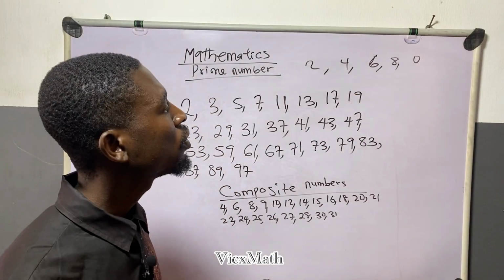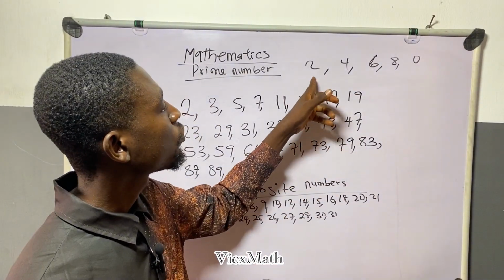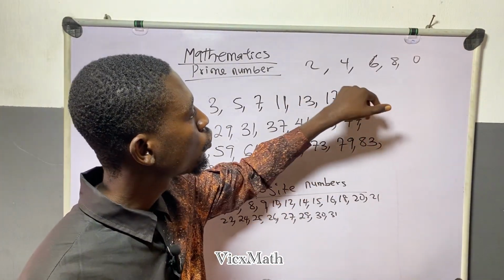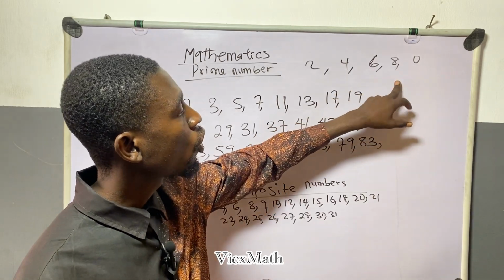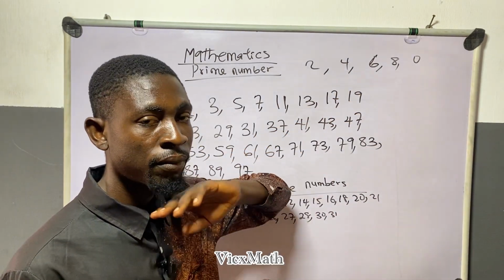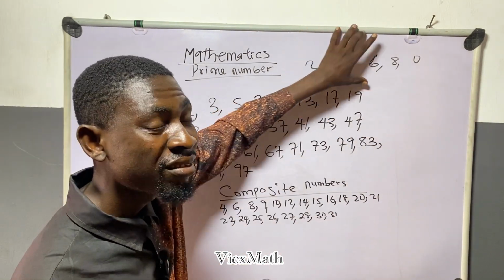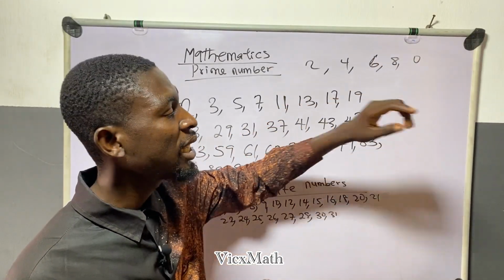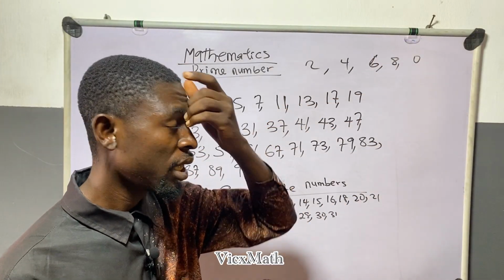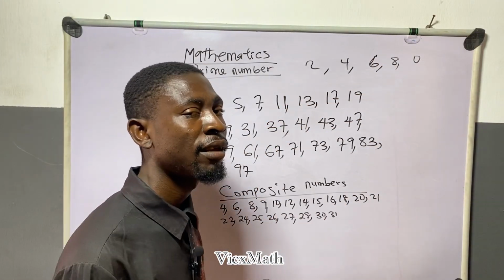If the number is 2, 4, 6, 8, or the number ends in 0. Are you with me? So either the number is this, or the number ends in 0, then it is an even number. And every even number, 2 can divide them. Do you get what I'm saying? Every even number, 2 can divide them.